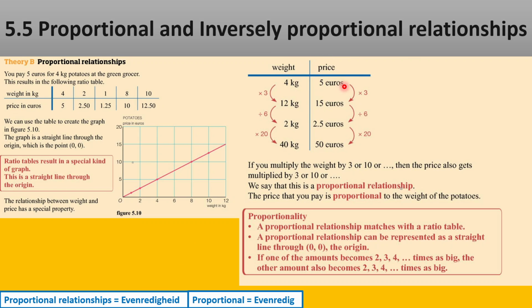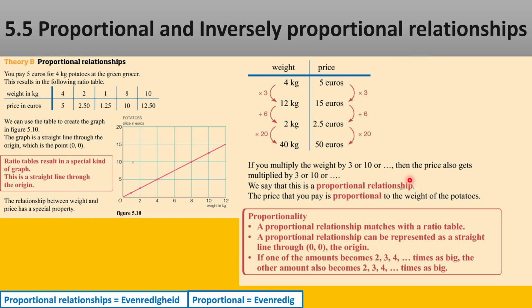3 times as much, 3 times as much. 6 times less, 6 times less. 20 times as much, 20 times as much. They're all ratios, right? This is the ratio that we normally want to write down: 4 to 5, 12 to 15, 2 to 2.5, etc.